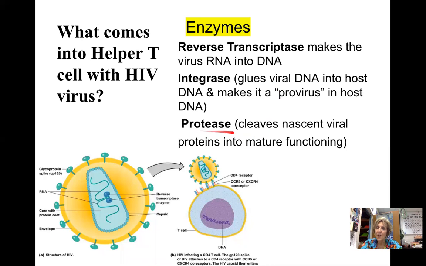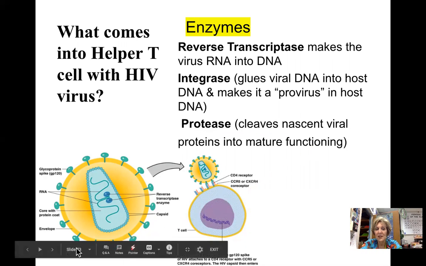And then there's another enzyme that's called protease. Protease is an enzyme that kind of edits brand new viral proteins into functioning proteins. Nascent means like newborn. And so as the cell starts to make HIV proteins for a new HIV virus, this protease is needed to make those proteins functional.